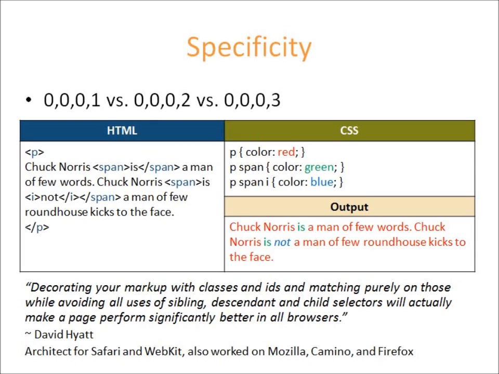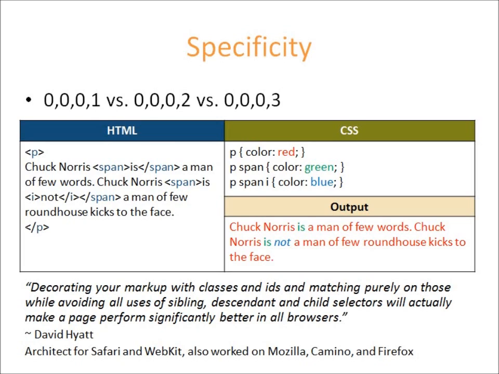So I have a paragraph, and inside of the paragraph is a span, and inside of the span is an italic tag. So you can see the specificity goes up. A paragraph rule has 0, 0, 0, 1, and then paragraph with a span is 2, and paragraph span italic is 3. So paragraph span italic has a greater specificity than just the paragraph, and that's why it turns blue.